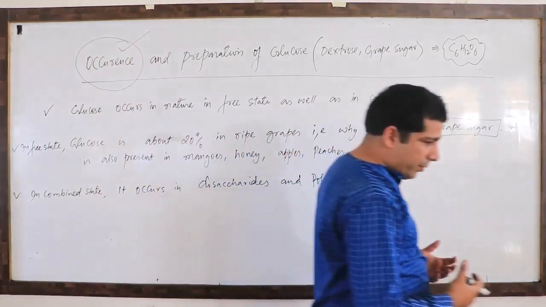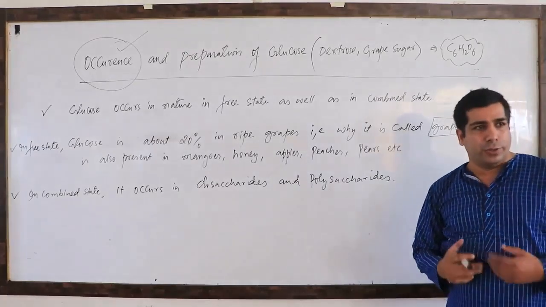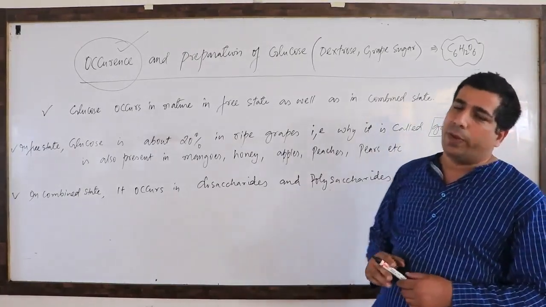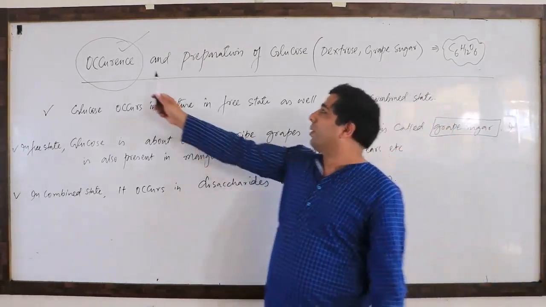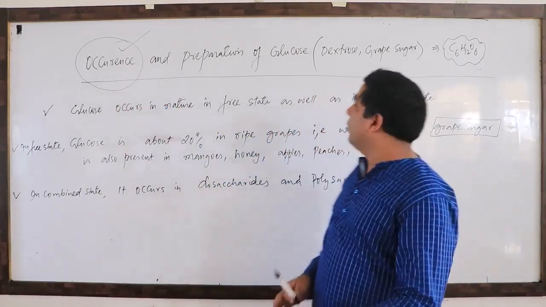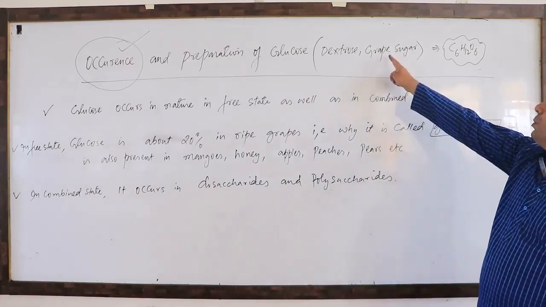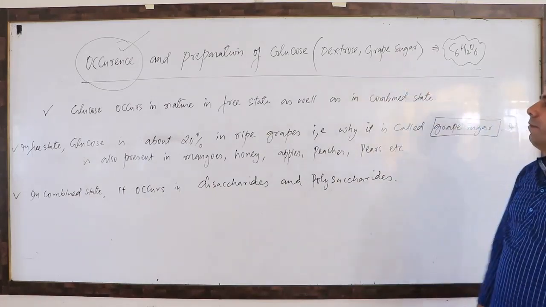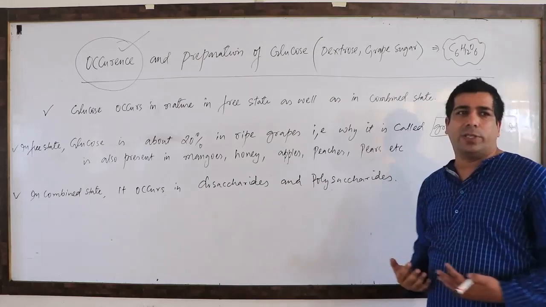In which form does glucose exist in nature? We have to look into that. So our first topic will be the occurrence of glucose. Glucose is known as grape sugar. Why is it known as grape sugar? We will get to know about it.